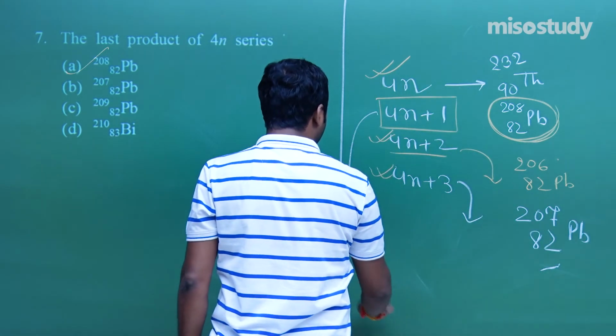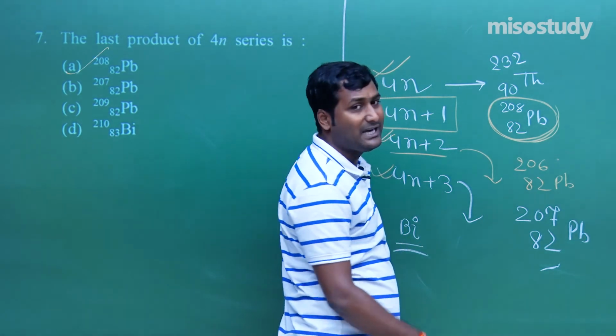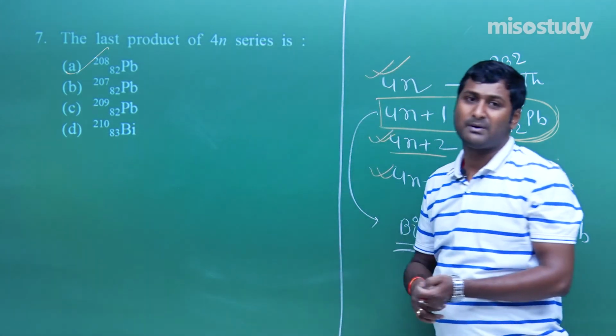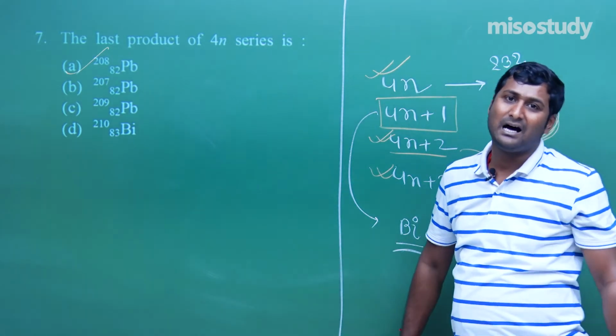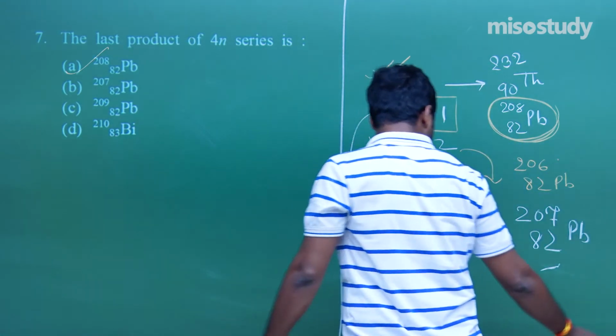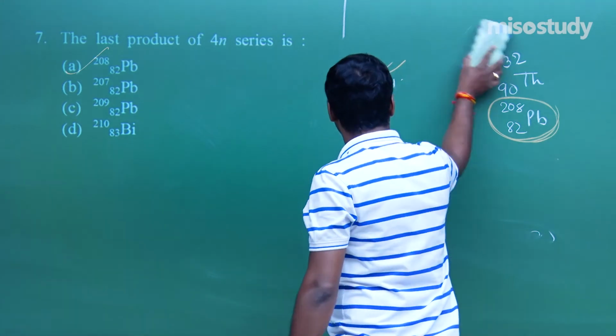If I talk about the 4n plus 1 series, the last atom here is Bi, not Pb. Clear my friend? So in this case, we say that A is the correct option. Clear to you? Now I am going to rub this part and we'll discuss the next question. What is the next question? Listen carefully.